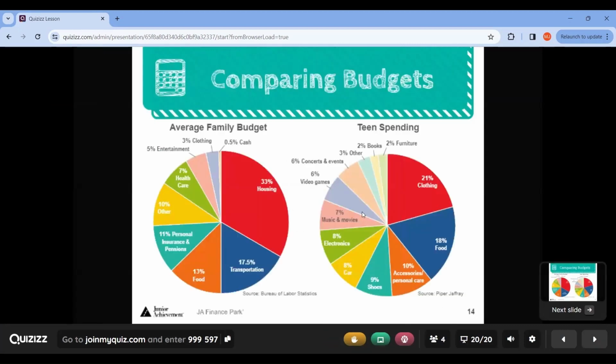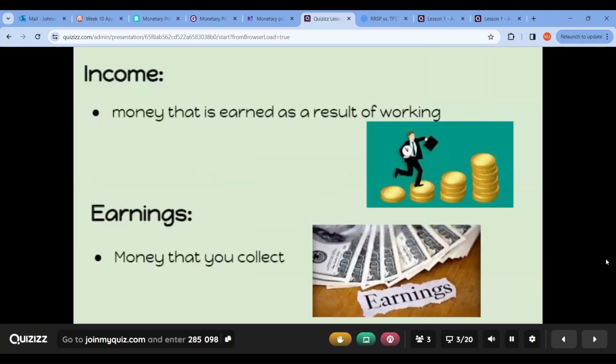So if you look at the average family budget versus teen spending, it's a lot different. The biggest expenditure for teens is clothing, and the biggest expenditure for families is housing. Teens spend 18%, second most, on food, while for families it's second most transportation. It's very different because when you're a teen, your housing's paid for by parents.